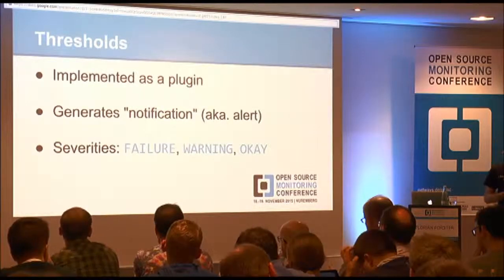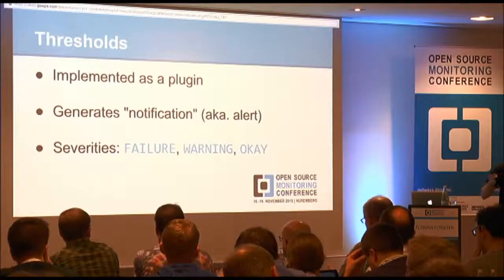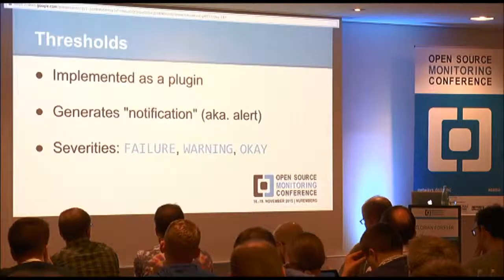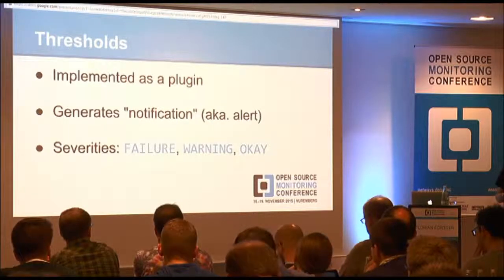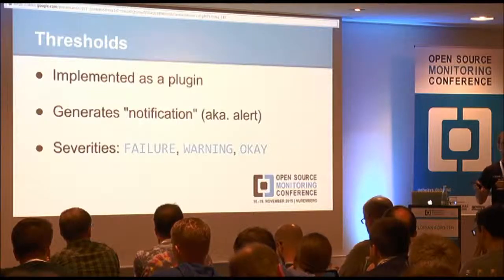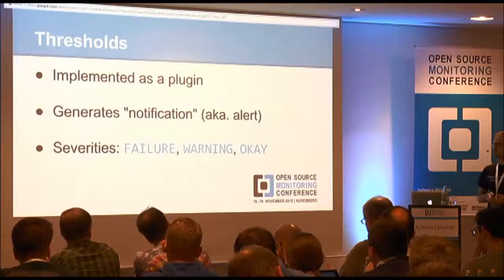The thresholds in Colleague D are implemented as a separate plugin. As I said, the vast amount of the heavy lifting is done in plugins. The thresholds used to be implemented right in the core daemon, and eventually we pulled them out into a separate plugin because we felt that the core daemon should focus on what it's doing best, which is collecting metrics and not doing threshold checking.